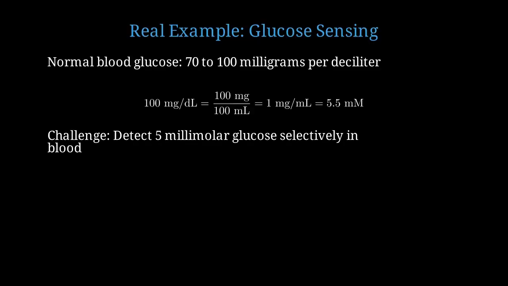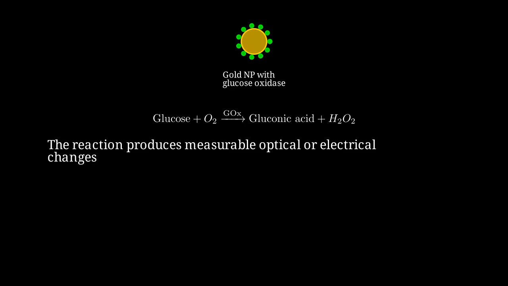We use gold nanoparticles functionalized with glucose oxidase enzyme. This enzyme specifically binds glucose and catalyzes its oxidation. Glucose plus oxygen, in the presence of glucose oxidase, produces gluconic acid and hydrogen peroxide. The hydrogen peroxide produced can be detected electrochemically or optically. The current or optical signal is directly proportional to glucose concentration. The electrochemical current I equals nFAD times C over L, where n is the number of electrons, F is Faraday's constant, A is electrode area, D is diffusion coefficient, C is concentration, and L is diffusion layer thickness.